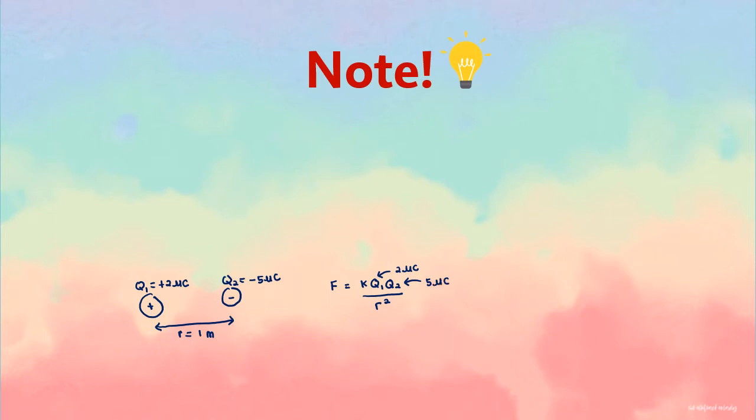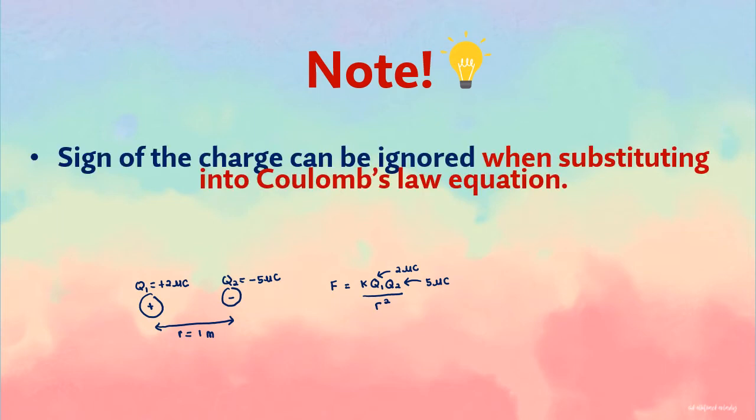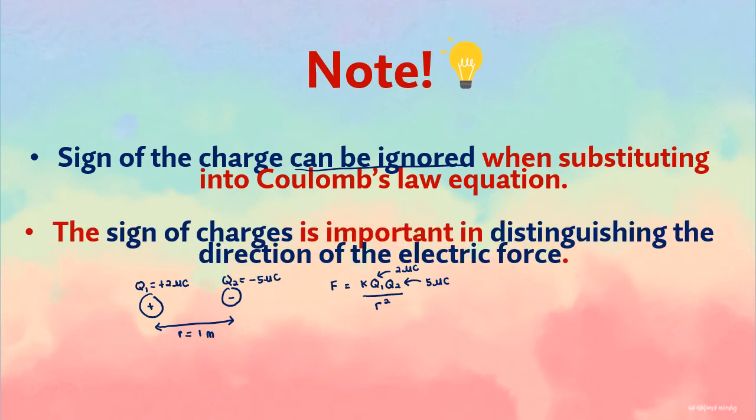Don't put the negative sign of 5 microcoulomb, just put the magnitude of Q2. So note here, the sign of charge can be ignored when substituting into the Coulomb's law equation. The sign of charge is important in distinguishing the direction of the electric force. So the sign of charge is important when we want to sketch the electric force on the charge.